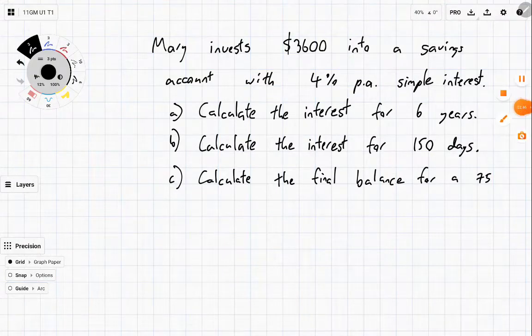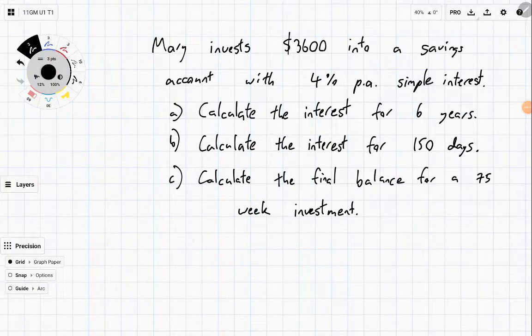Alrighty, so Mary invests $3,600 into a savings account with 4% per annum simple interest. Calculate the interest for 6 years, calculate the interest for 150 days, and calculate the final balance for a 75-week investment.